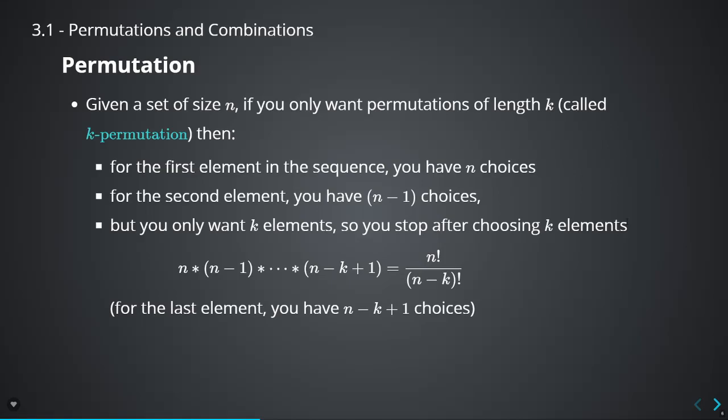Now, if you don't want the permutation of all the elements in the set, and you just want a permutation of length k, which we call a k-permutation, then for the first element you still have n choices. For the second element you still have n minus 1 choices, but you only want k elements.